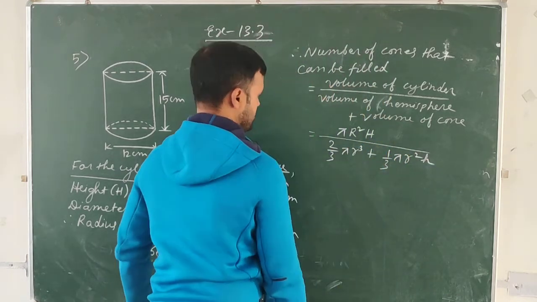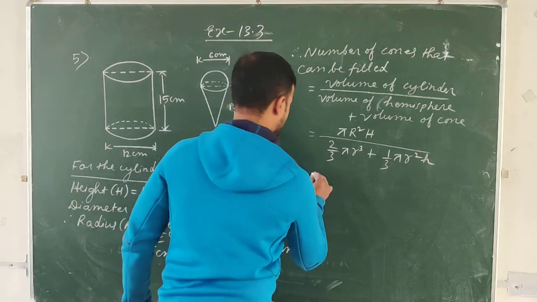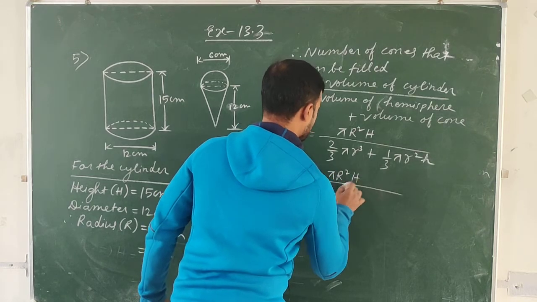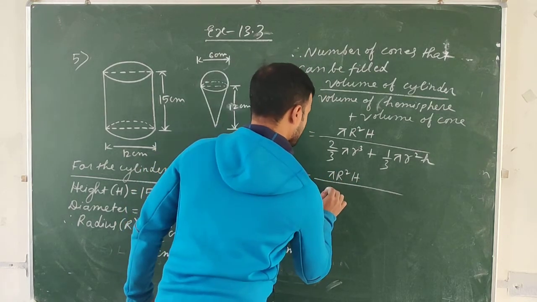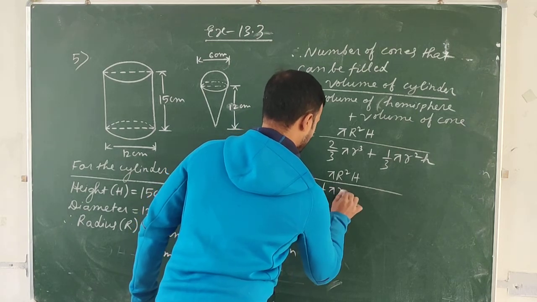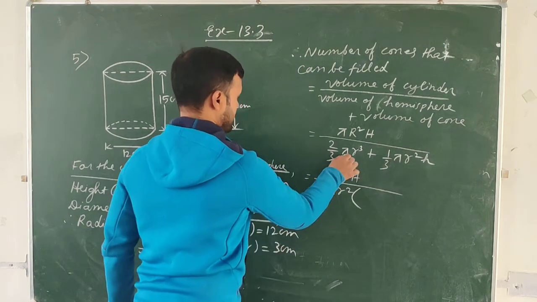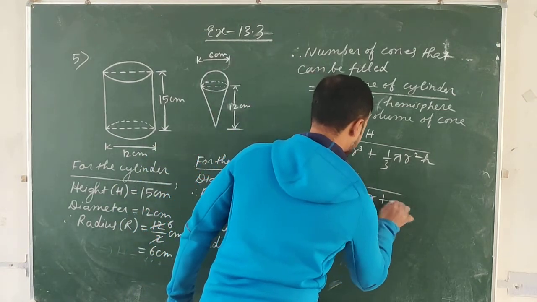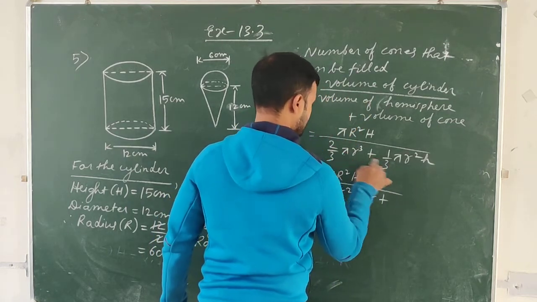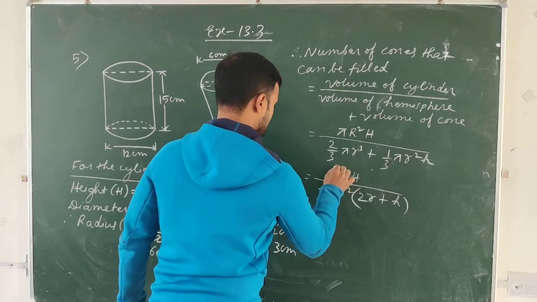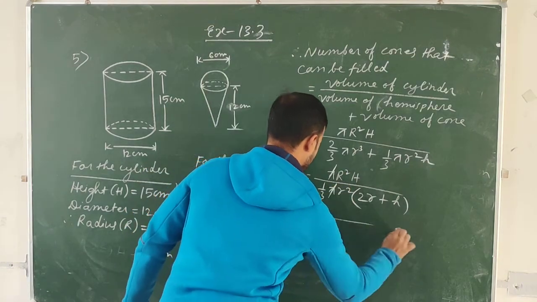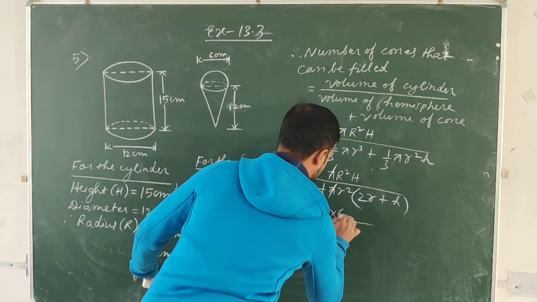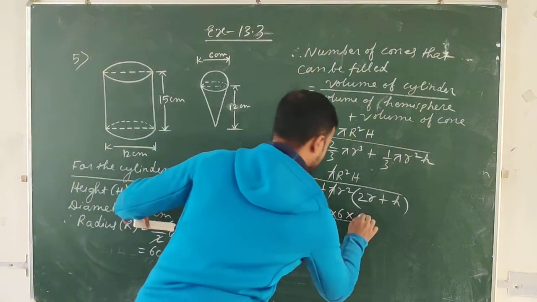So students, what we will do is, we will take 1/3 pi r square common. 1/3 pi r square, what is going? 2 will stay here, h will stay here. Pi and pi is cancelled. And put the values down. The value of capital R now is 6, so 6 into 6, and H is 15.